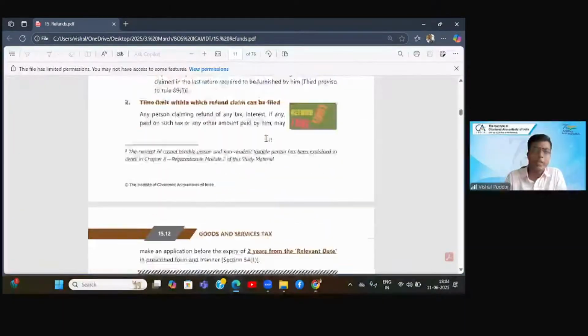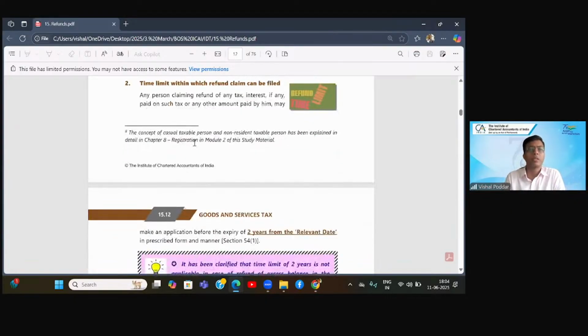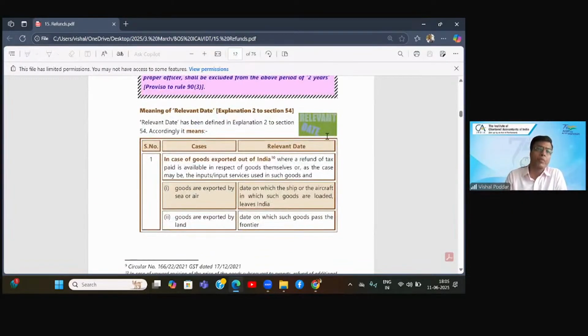So these were the detailed points that we discussed. Then came another point, the time within which this refund application has to be filed. Basically, the time limit is 2 years from the relevant date. And the relevant date, as I had mentioned, is a very important part in the refund chapter. The relevant date is nothing but the date when your eligibility for refund triggers.